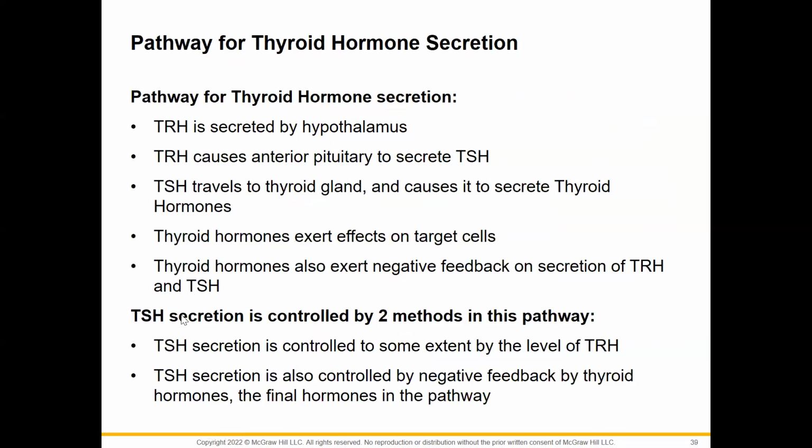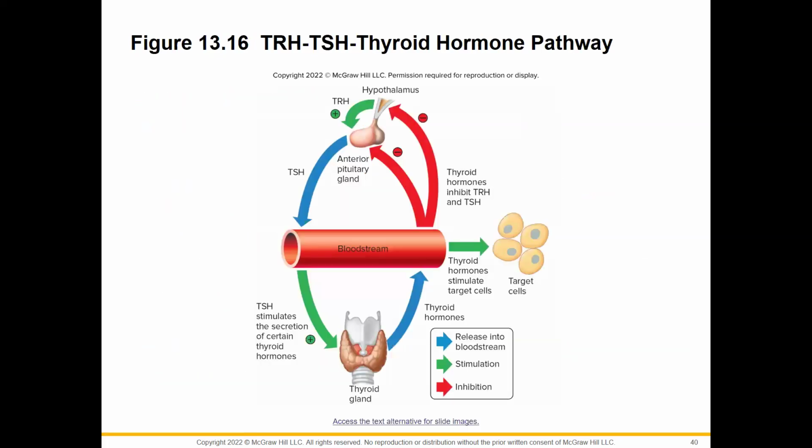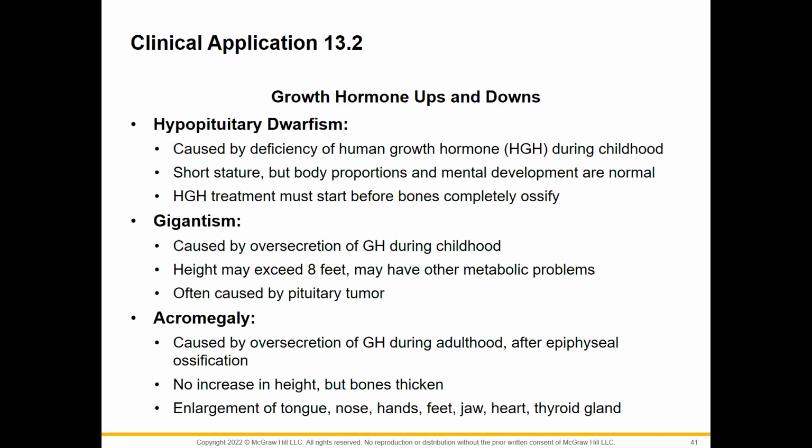All right. So TSH secretion is controlled by two methods. Remember, TSH comes from the anterior pituitary. It is controlled by TRH and the negative feedback of the final hormones in the pathway, those hormones produced by the thyroid. So again, same idea. You can check it out.